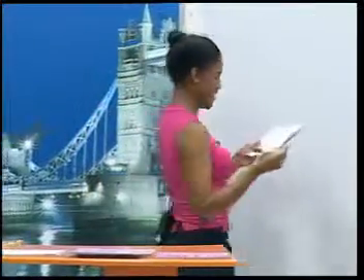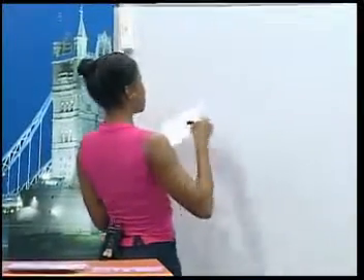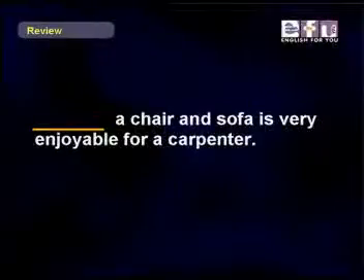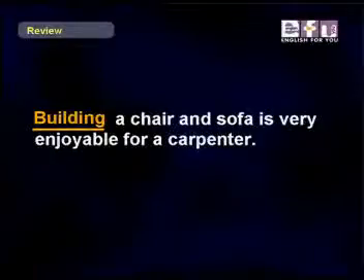Okay, good. Sylvia, here is your sentence. ___ a chair and sofa is very enjoyable for a carpenter. That's simple. Building a chair and sofa is very enjoyable for a carpenter. All right.